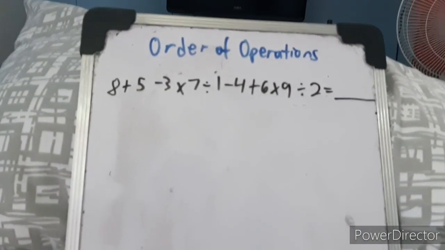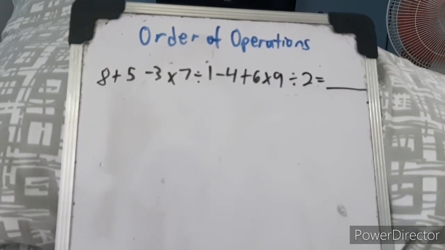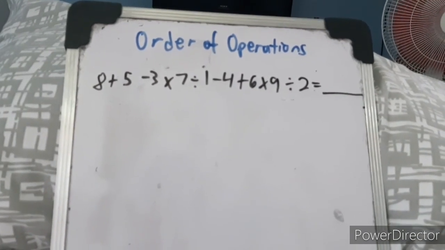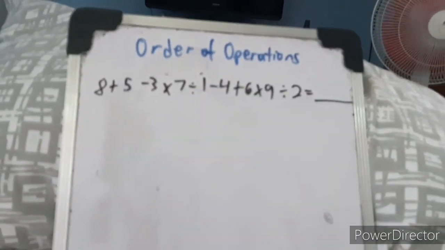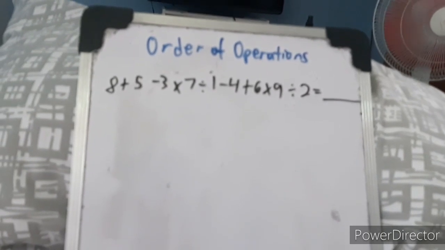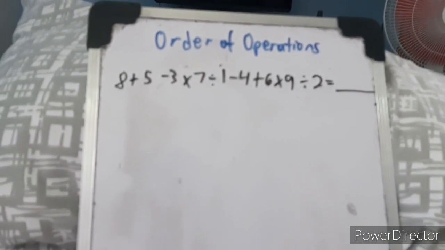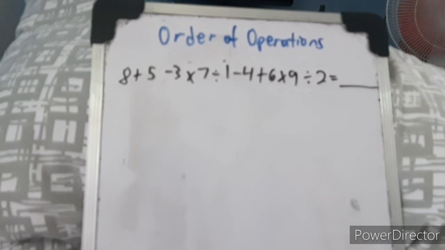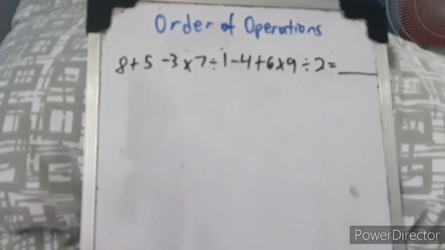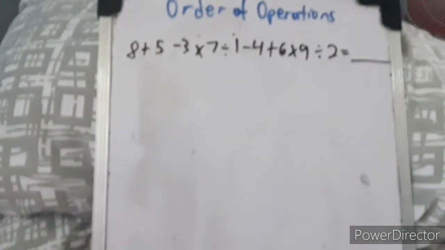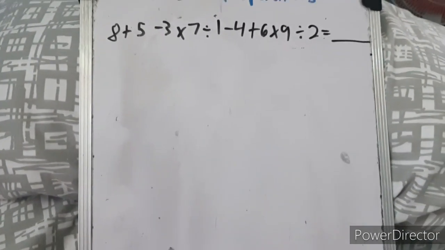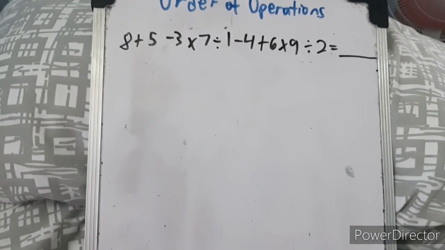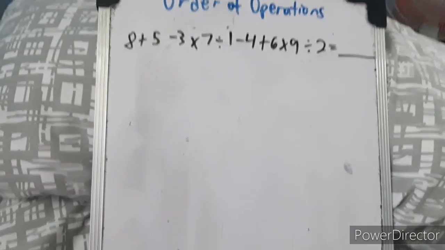So, bibigay kita ng example, 8 plus 5 minus 3 times 7 divided by 1 minus 4 plus 6 times 9 divided by 2 equals blank. So, kailangan intindihin mo muna kung paano mag-solve ng mga order of operations. So, the way to do this is to find kung ano pinakakaliwa. So, remember, it's M-DAS. So, kailangan malaman what is M, multiplication. Since pinakakaliwa naman ang multiplication, so ito yung mauna.